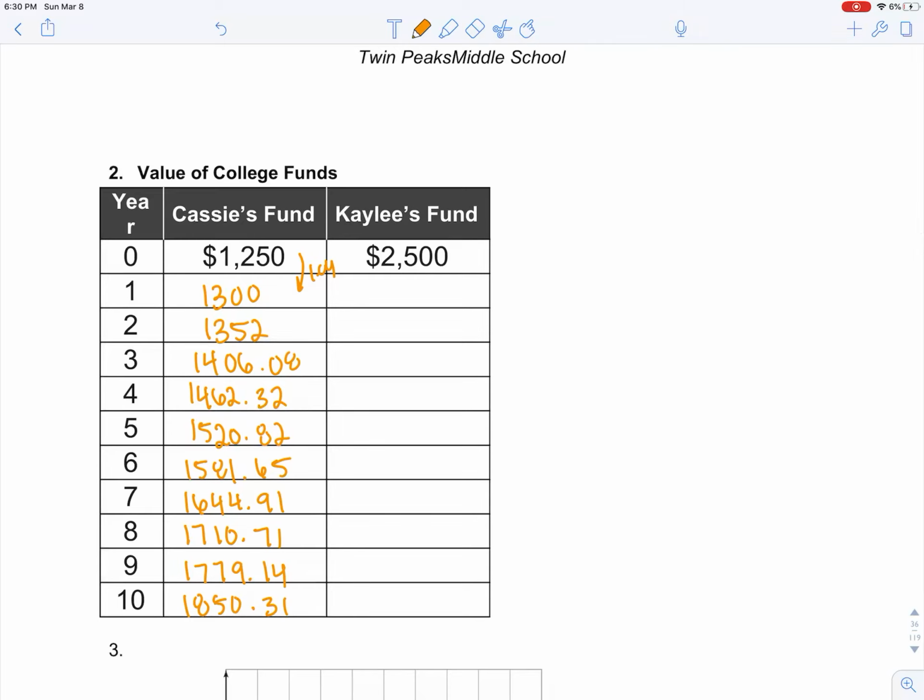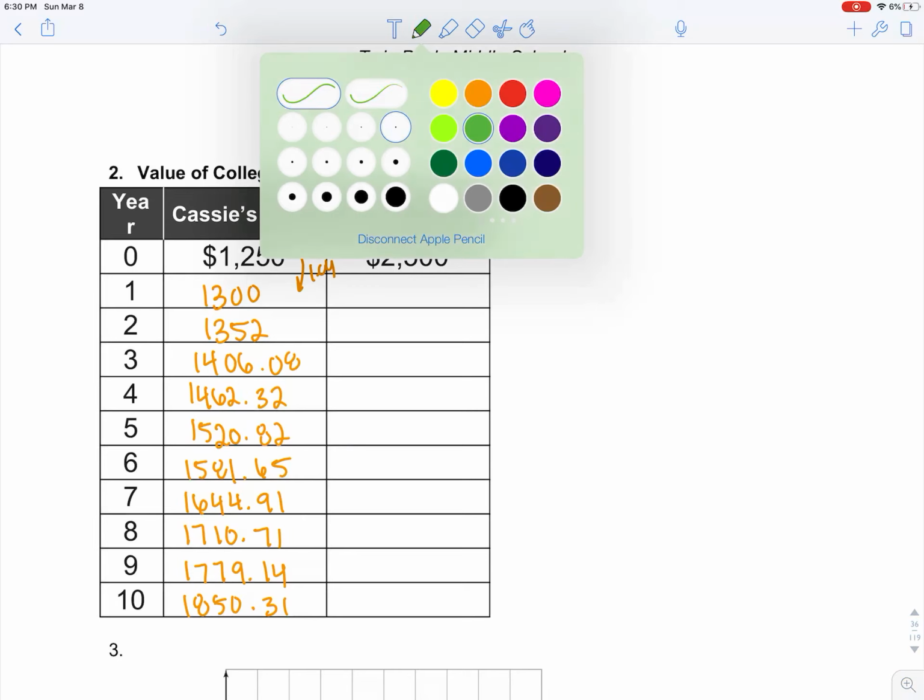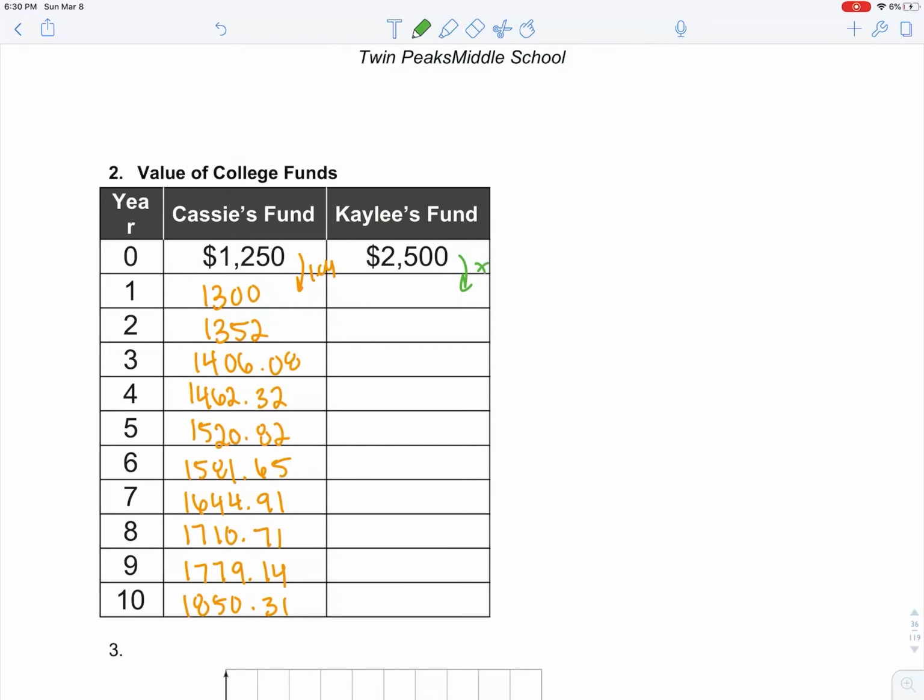All right, do the same thing for Kaylee's fund. So when I multiply by 1.04, I am at 2,600, and I'm going to continue doing that until I get all the way to year 10.